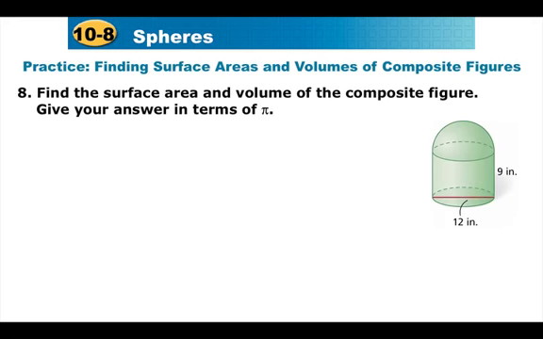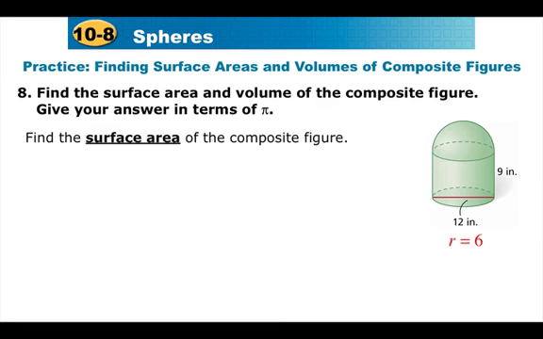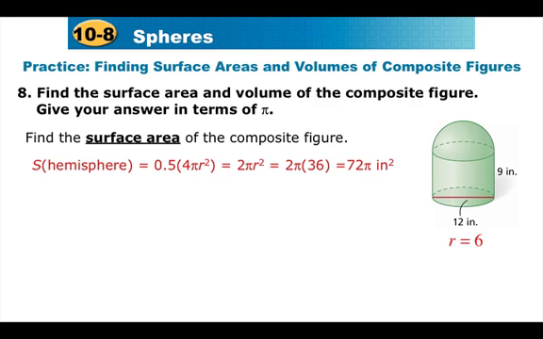It says find the surface area and volume of the composite figure. So there's 2 parts. First, let's compute the surface area. Notice that the radius is equal to 6, since they give you the diameter of 12. So we're going to break it up into parts. First, I'm going to find the surface area of the hemisphere. An entire sphere is 4 pi r squared. I only have half of it, so I multiply by a half, and that's how I end up with 2 pi r squared.